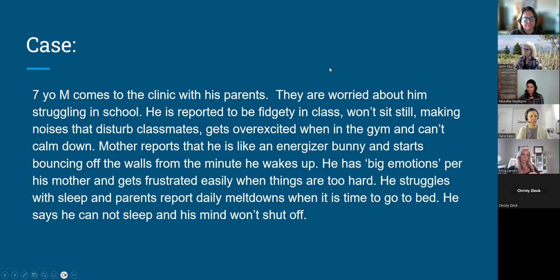And then last but not the least, your classic ADHD patient, right? Energizer bunny presentation. Mom and dad are worried about struggling in school, fidgety, won't sit still, gets overexcited when unstructured, bouncing off the walls from the minute he wakes up and has big emotions. They have meltdowns at night every day, so they don't know how to help him and they come to you first. Again, if you're the first person this kid is seeing, you have to advocate for psychological testing, get information from teachers, make sure those ADHD Vanderbilt scales are available, and all of that will help you decide if this patient has ADHD and then treat it accordingly.